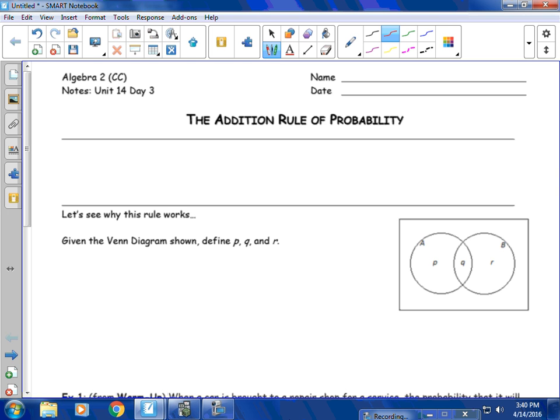All right, so the addition rule of probability. Let's just talk about what the rule is first. If I've got the probability of A or B happening, turns out the rule is I've got to take the probability of A happening plus the probability of B happening. But then I have to subtract off the probability of them both happening together. So probability of A and B.